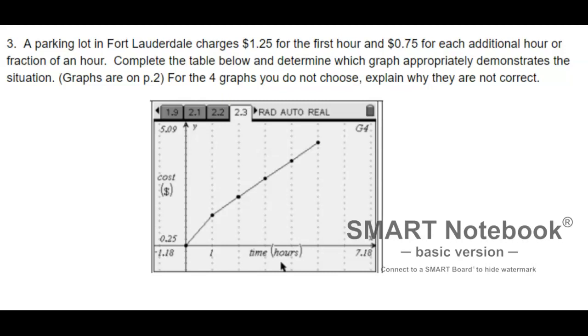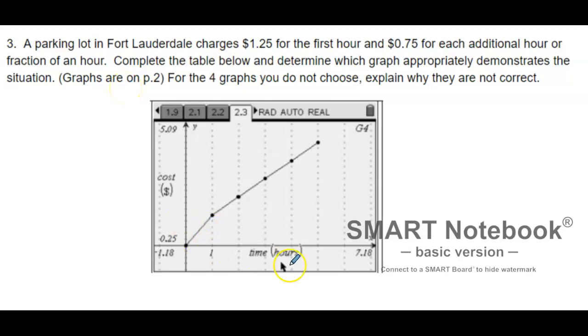And then there's actually 5 of the graphs, and I picked one here to talk about. But for the 4 graphs you don't choose, you're going to explain why they're not correct. So you're not just going to circle and say, well, this is the graph that it represents, because for the ones you don't pick, you're explaining why they're not correct. Okay, so just to help you guys out a little bit on the scale part of it.